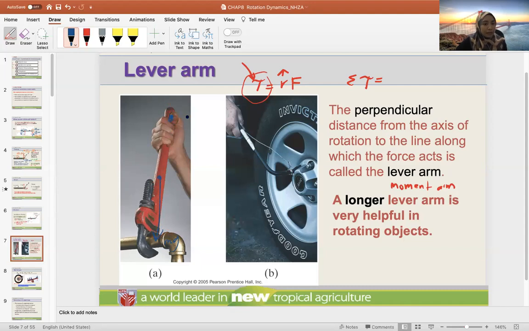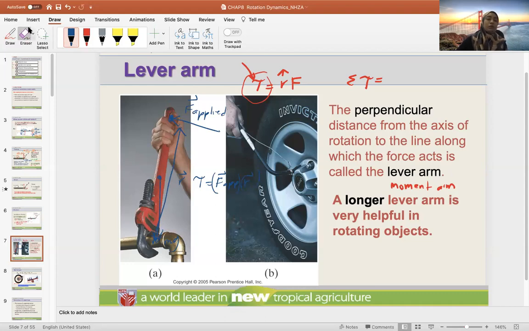And the torque at that particular position is the force applied, and the R is from here to the axis of rotation. So that is your R, and this is your F applied. So your torque is F applied and R. Okay, so dua-dua ni dah perpendicular, so it's just multiplication. Okay, so that is torque.